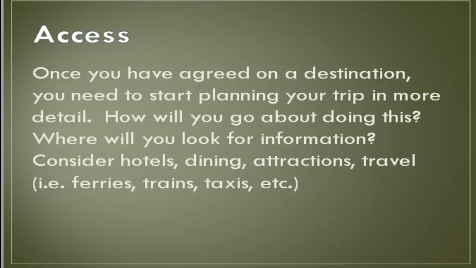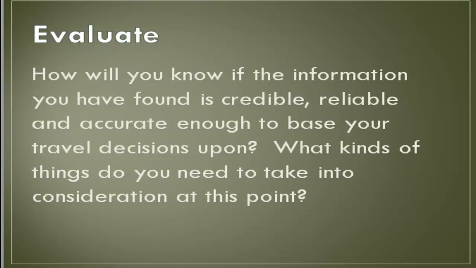Once you have agreed on a destination, and hopefully there was not too much arguing, you need to start planning your trip in more detail. How will you go about doing this? Where will you look for your information? Consider hotels, dining, attractions, travel, for example, ferries, trains, taxis, etc. How will you know if the information you have found is credible, reliable, and accurate enough to base your travel decisions upon? What kinds of things do you need to take into consideration at this point?